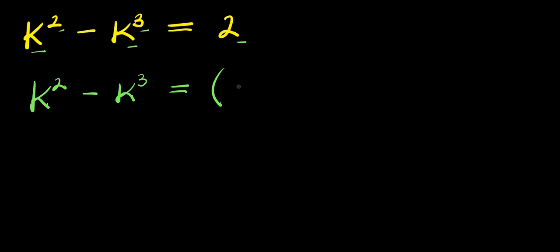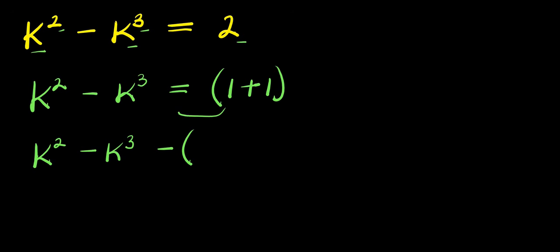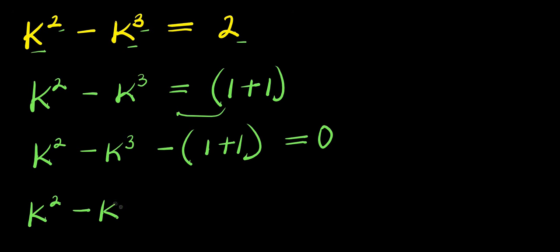I can write it as summation of 1 plus 1. So from here, I have k power 2 minus k power 3. This is minus, I will move this over here, 1 plus 1, and this equals 0. Now from here, I can have k power 2 minus k power 3. I will use this minus to multiply this. I have minus 1, I have minus 1 equals 0.